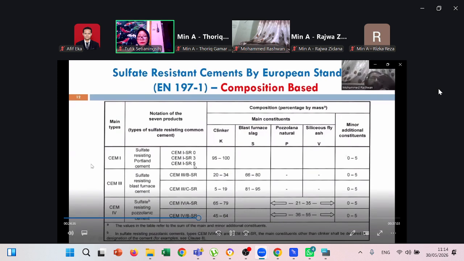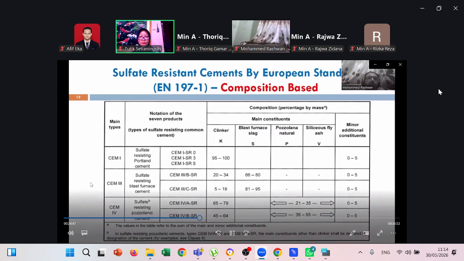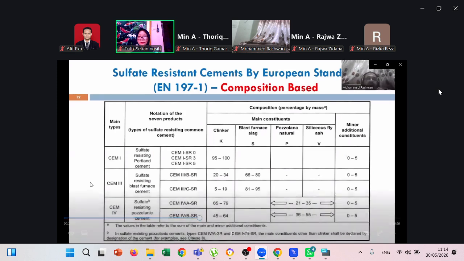Why do we speak about C3A in sulfate-resistant cement? Because C3A is the main phase attacked by sulfate. When there is more percent of C3A in the cement, this means this cement is not resistant to sulfate. If we put the concrete in soil or water of high sulfate content, this concrete will be deteriorated. But if we lower the content of C3A in the cement, the cement will be sulfate resistant.